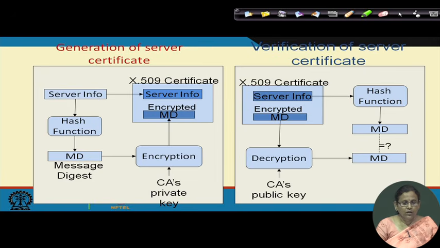So, the whole idea that we have talked about during the digital signature process is now carried out here. Now, look at this because we have already discussed it. I have put it in one place. This is about generation of server certificate and verification of server certificate. Usually, these server certificates are called X.509 certificates. So, as I was telling you, the server information is certified by some certifying authority, and that is how it is known as the digital certificate.